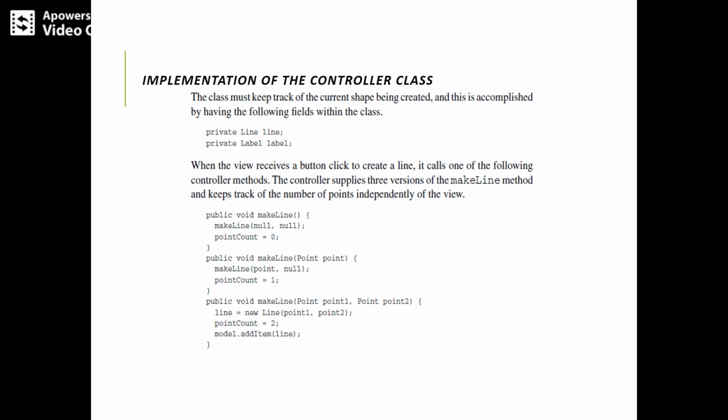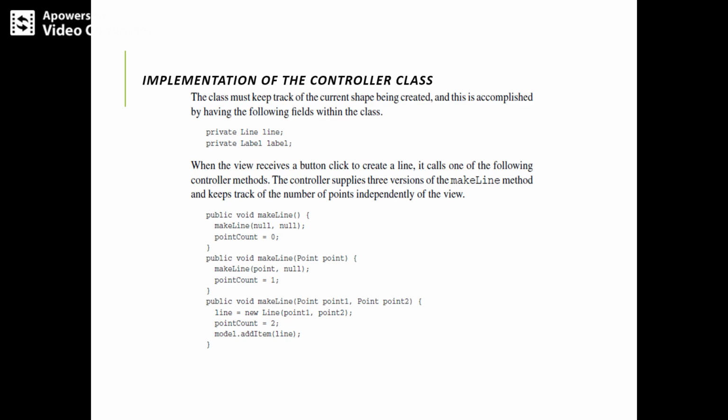Here, the make line method we are going to call with a null parameter initially. The point counter we are declaring as 0. So public void make line, the parameter we have taken is the point, make line of point null, so point count will be 1, again close. Similarly, public void make line point 1 and similarly point 2. So line is equal to new line of the point we have taken, point counter is equal to model dot add item line. Similarly, we can continue this.